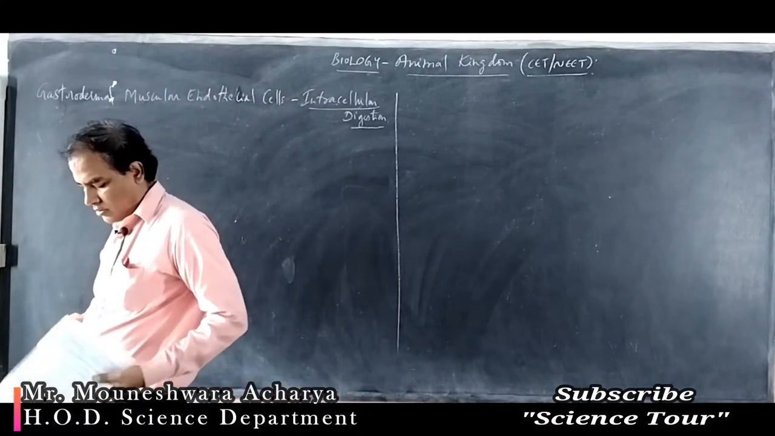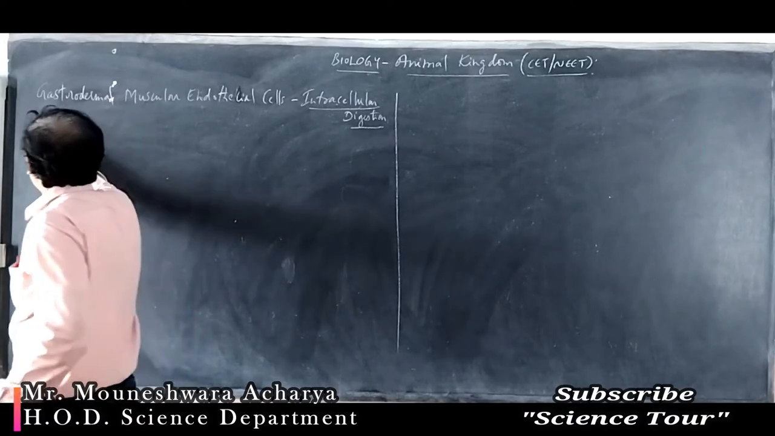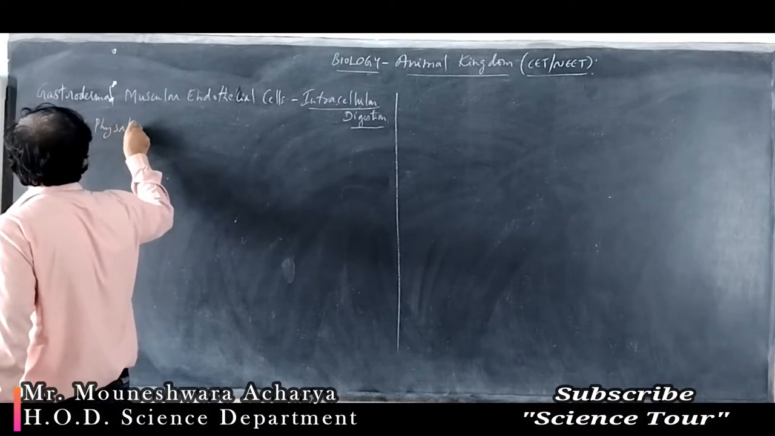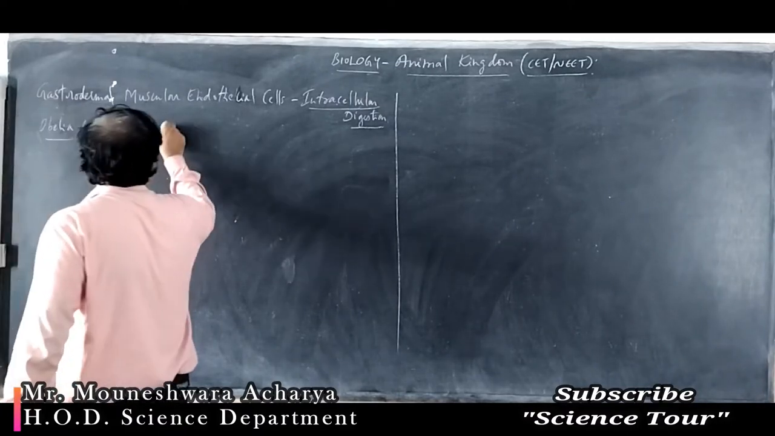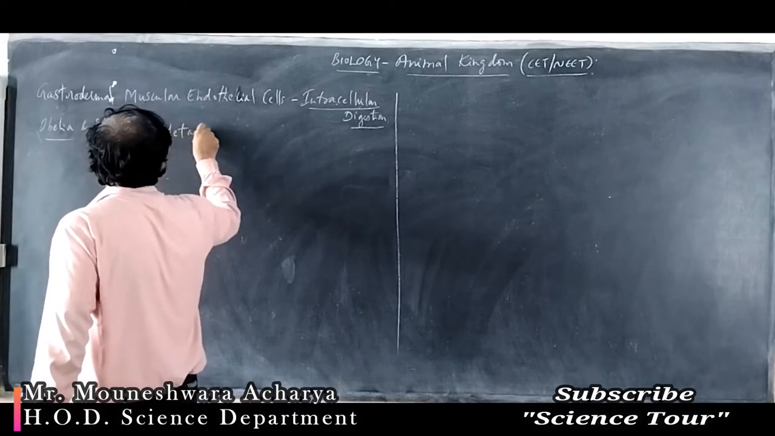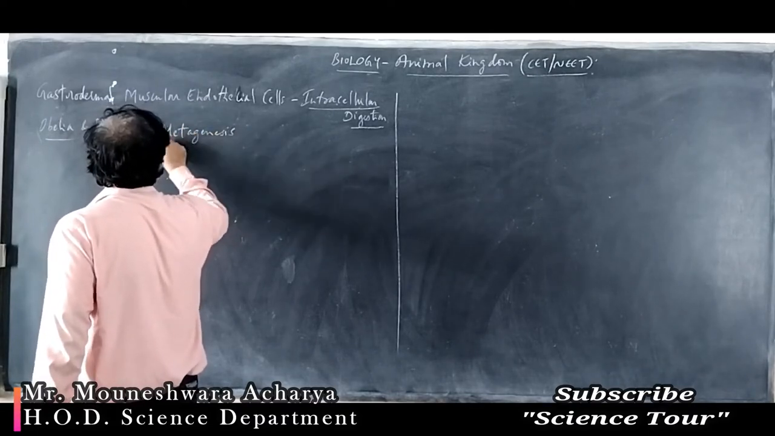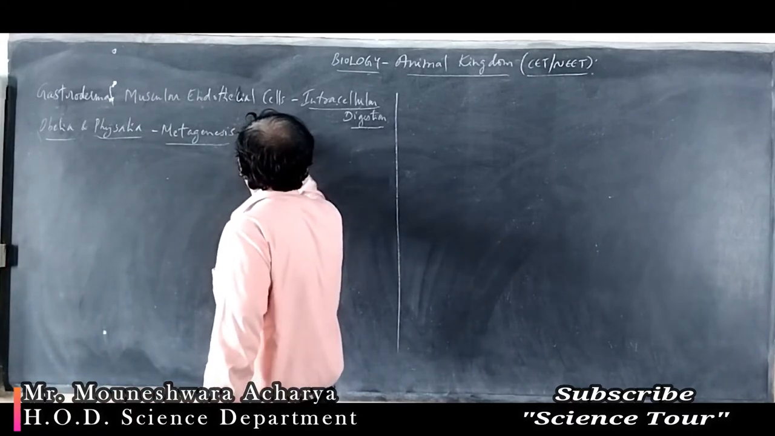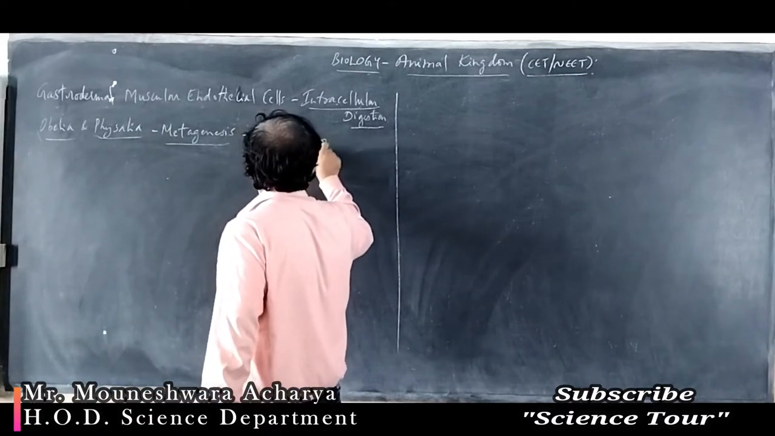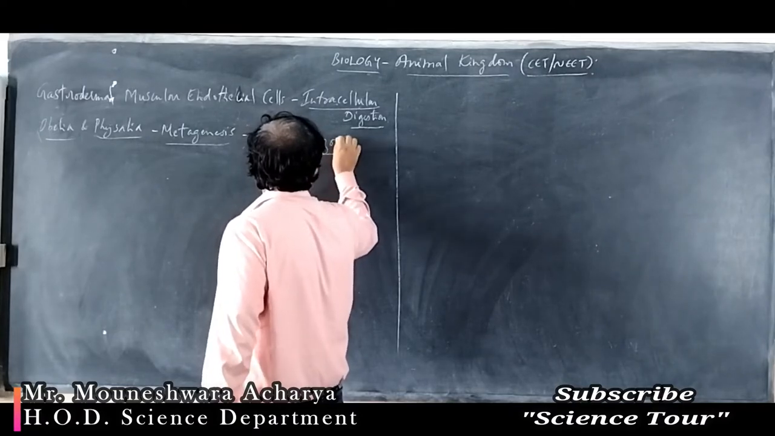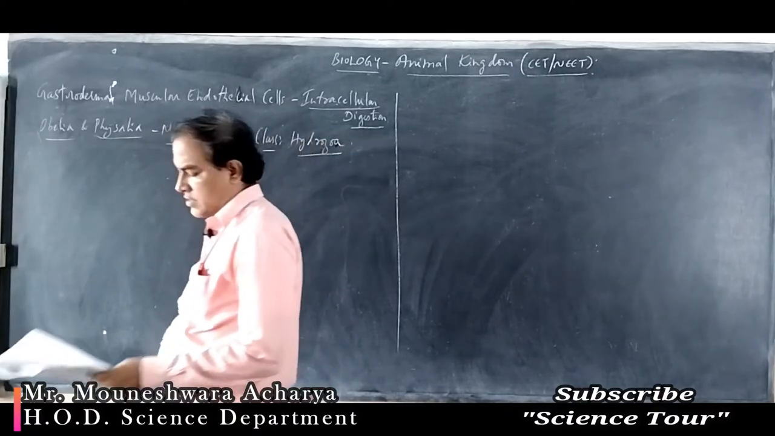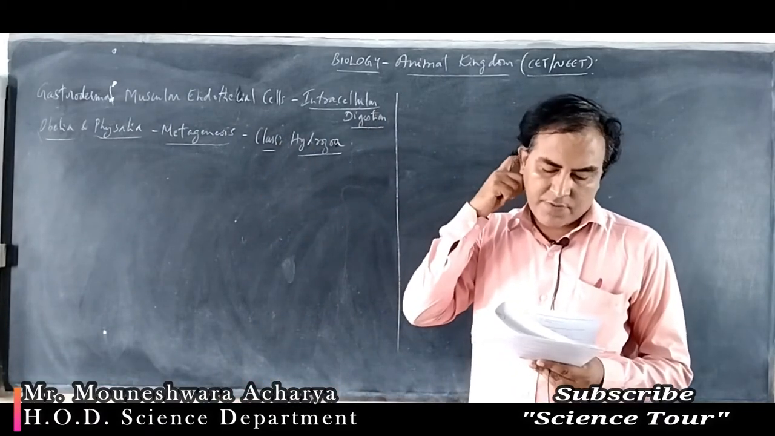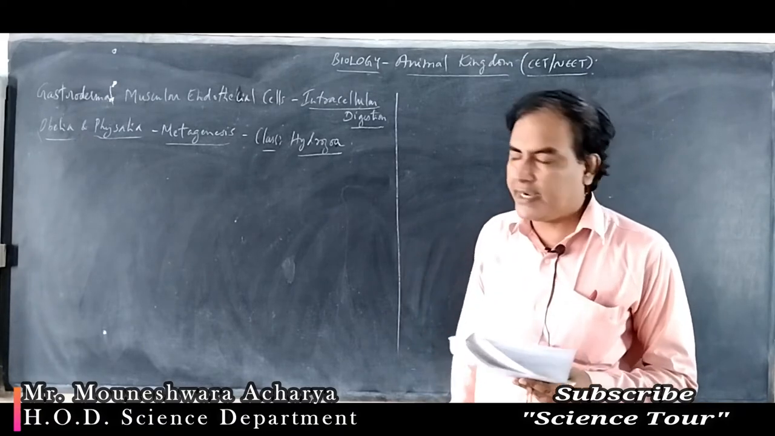Obelia as well as Physalia show metagenesis or alternation of generation, and they belong to class Hydrozoa. Hydro means water, zoon means animal. Next, coming to question number 15: which of the following is not a characteristic feature of Cnidarians?